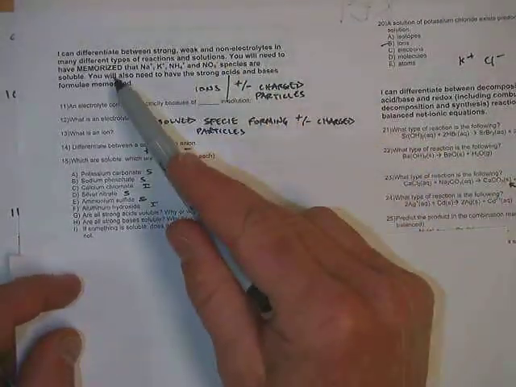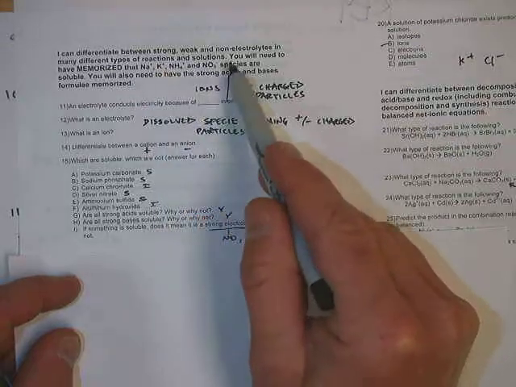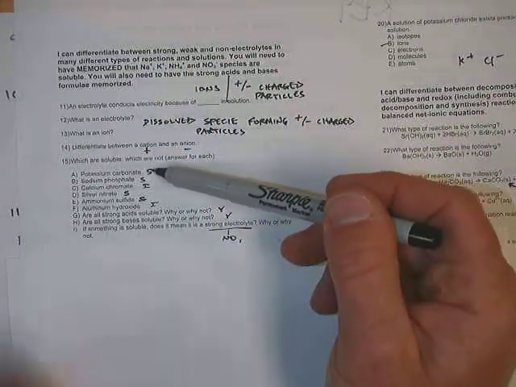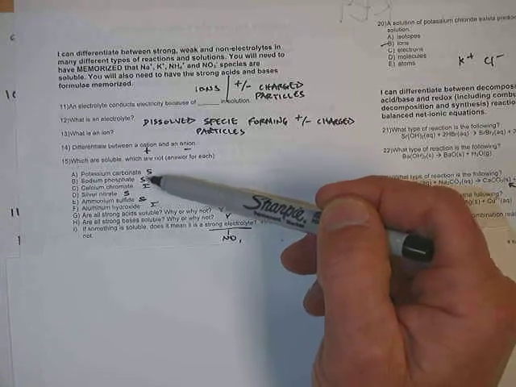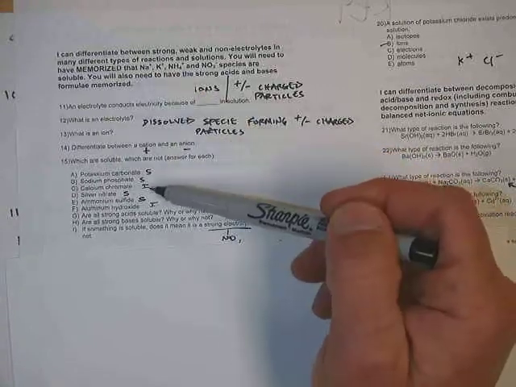Differentiate between a cation and an anion. Cations are positive, anions are negative. Which are soluble, which are not. So you need to use the solubility rules, which are simply given to you right up here. You don't need to know any other ones other than these.